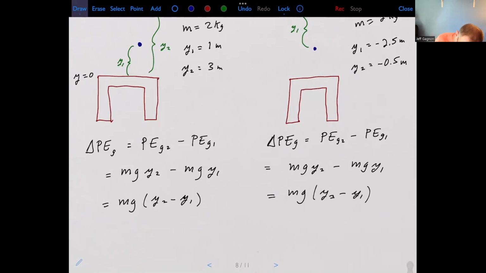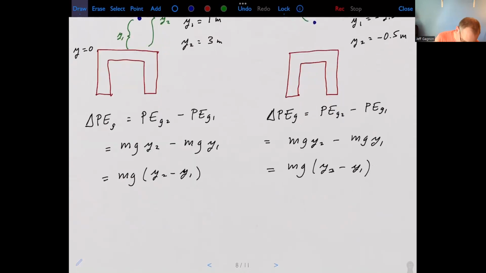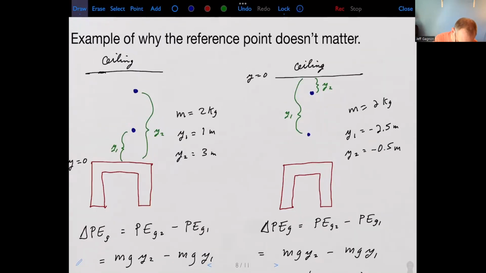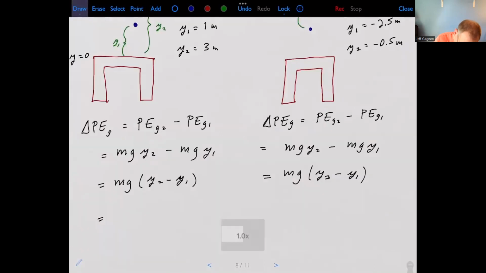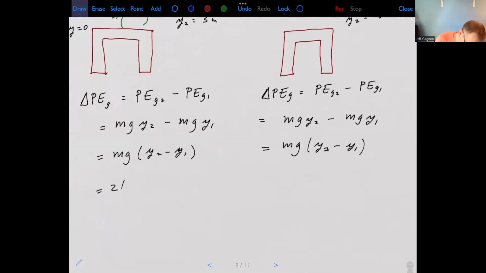y2 minus y1. And now if I plug in, so this mass was, did I give you a mass here? Let's say the mass is 2 kilograms. I have it right here. So mass is 2 kilograms. So this is going to be 2 times 9.8. And in this first case, y2 was at 3 meters above the bench, and y1 was 1 meter above the bench. So this is going to be 2 times 9.8 times 2. And if you work that out, that is exactly 39.2 joules.